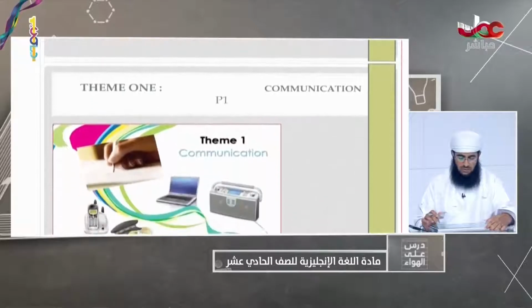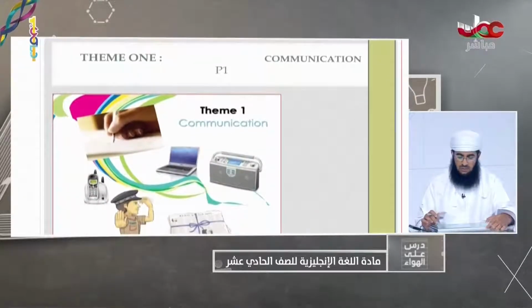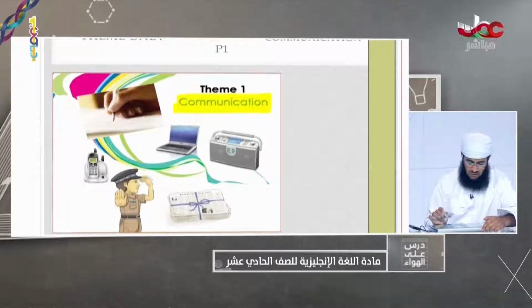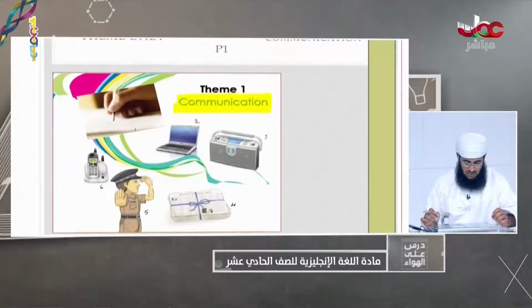Let's go on to the first page of your course book, theme number 1. As you can see here we have the main topic, and the main topic is communication. We have 6 different pictures. The first picture is writing, and then we have a computer, radios, a newspaper, police officers, and the last one, I think, is related to a mobile phone and so on. So theme number 1 is communication.